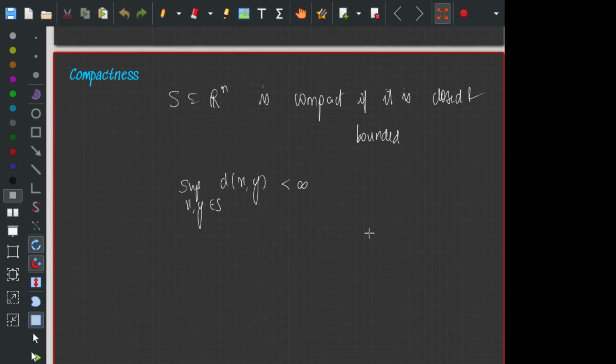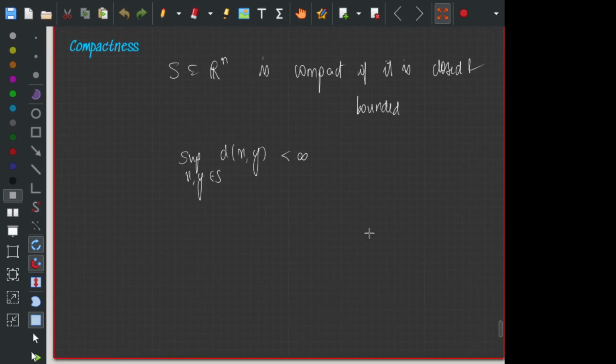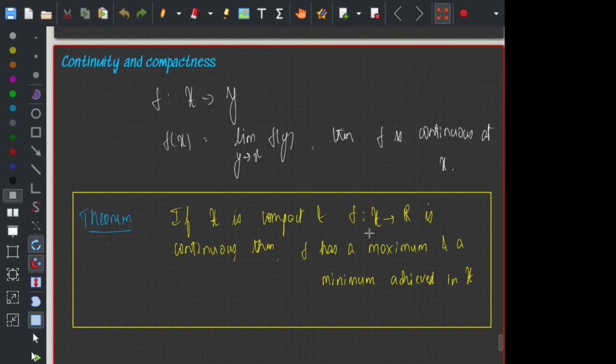At least for our purposes, when we're looking at subsets of Rn, a set is compact if and only if it is closed and bounded. This is the only notion of compactness that we will need. So as long as your set is closed and bounded, it is compact. And the nice feature about compactness is that if you have any real valued function defined on a compact set, then it has a minimum and a maximum, and they're achieved within the set itself.